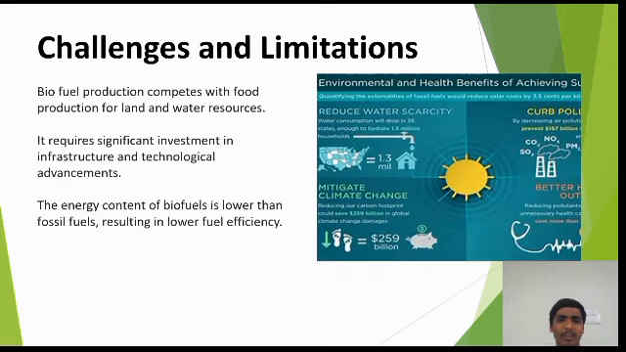Challenges and limitations. Biofuel production competes with food production for land and water resources. It requires significant investment in infrastructure and technological advancement. The energy content of biofuel is lower than fossil fuels, resulting in lower fuel efficiency.